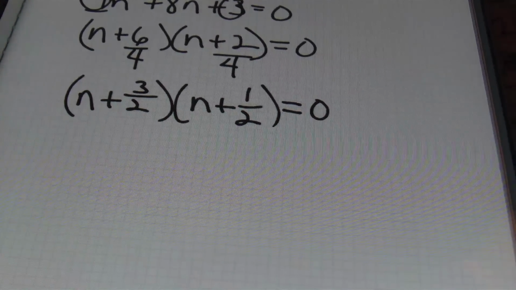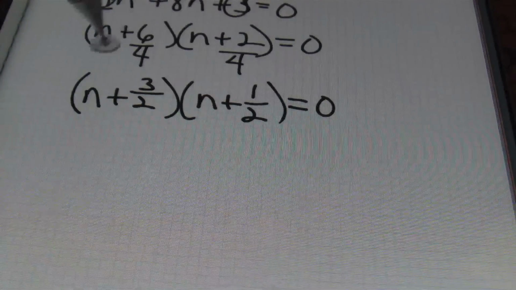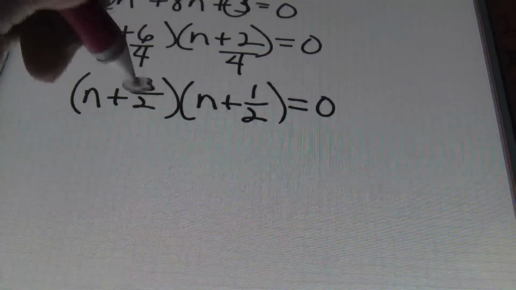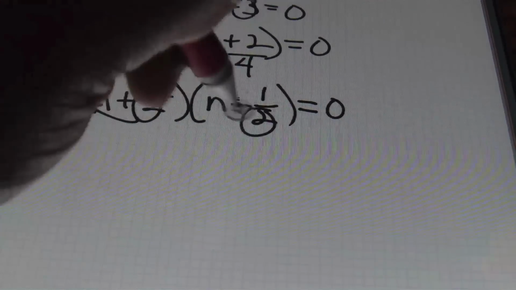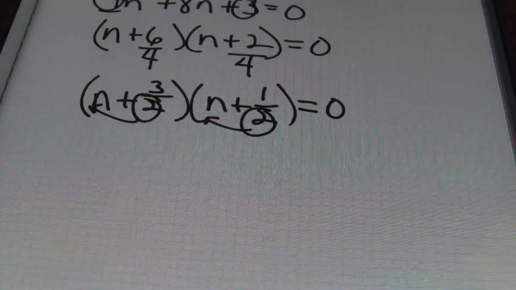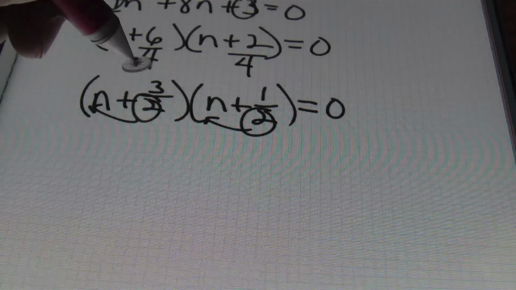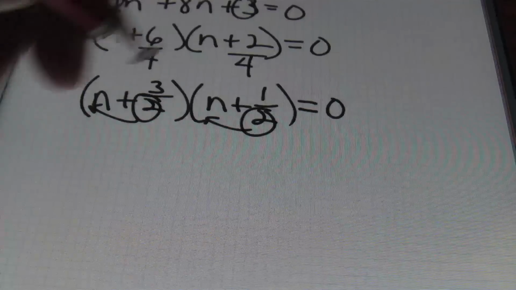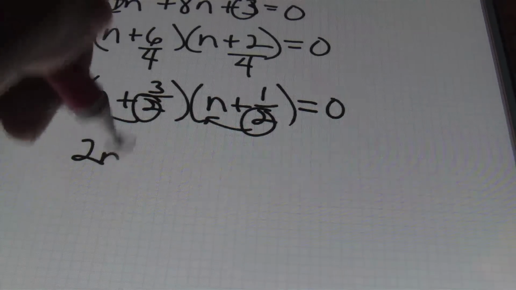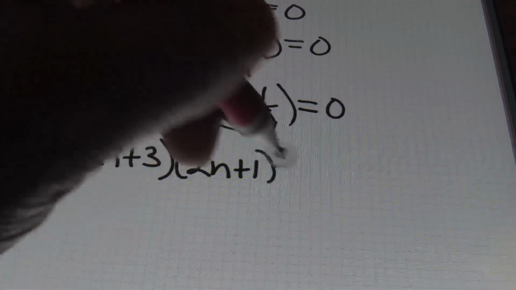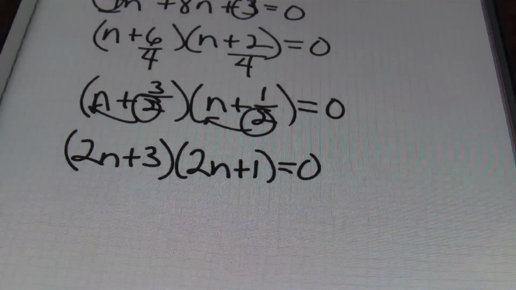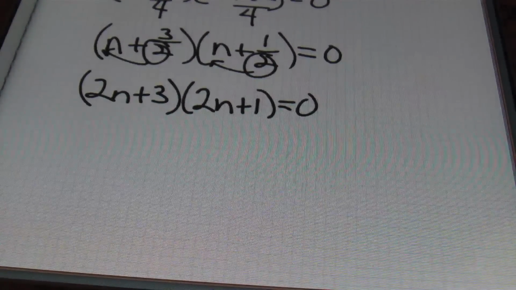Now if you're pretty savvy, ladies and gentlemen, since we're solving the equation, you could set these equal to 0 as they are, but I'm going to be consistent and show you what the completed factored form looks like first. Anytime you have any denominators left over when you're factoring using this method, those denominators will go in front of the variable. So you'll end up with 2n plus 3 times 2n plus 1 equals 0. Next, I'll be setting each one of my factors equal to 0 separately and then solving for my variable n.